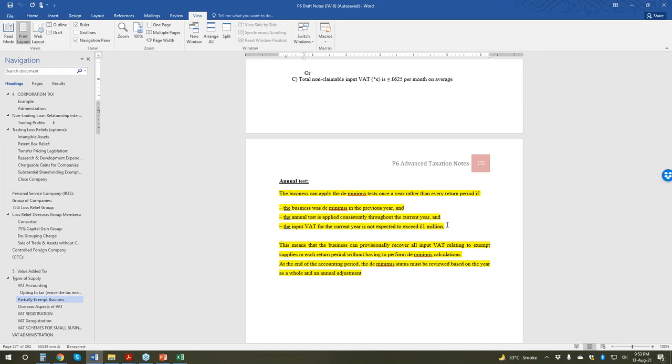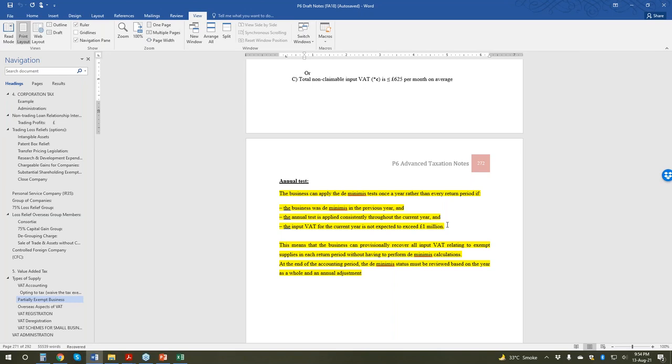What is the added advantage of that? Because you have to apply the test once a year, even if you do not satisfy the tests, you are recovering complete input VAT every quarter. And at the end of the year, when you apply the test, if you do pass, you will keep the input VAT that you have recovered.